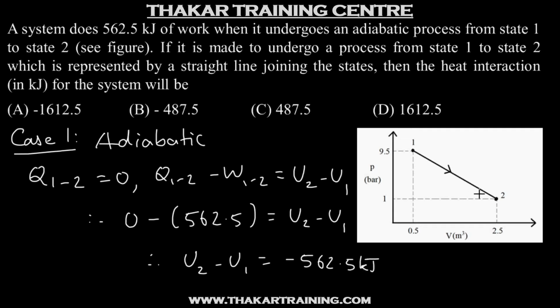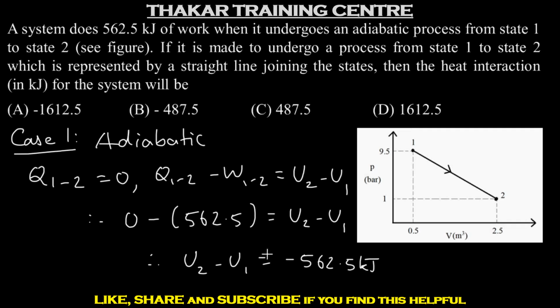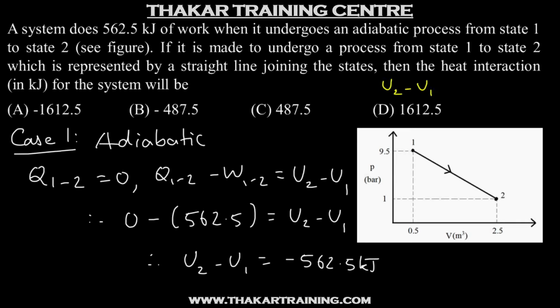So we know the internal energy change between points 1 and 2, U2 minus U1, is minus 562.5 kilojoule. And this being a point function, it will not depend on what process is followed. So with this information, we can once again apply the first law of thermodynamics for a process which is drawn as a straight line. If you want to find out the work done, how can you find it? It will be the area under the PV diagram. So first I'll just note this value separately: U2 minus U1 is minus 562.5 kilojoule.